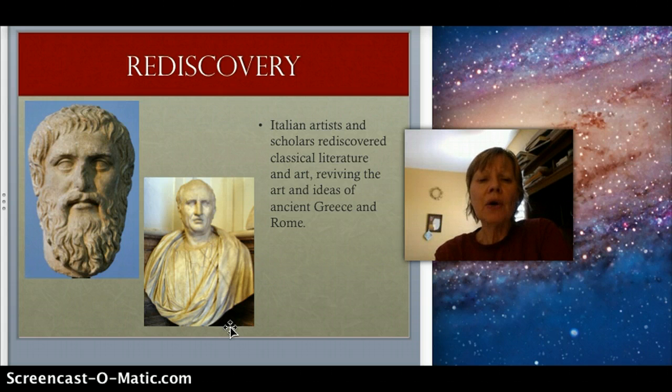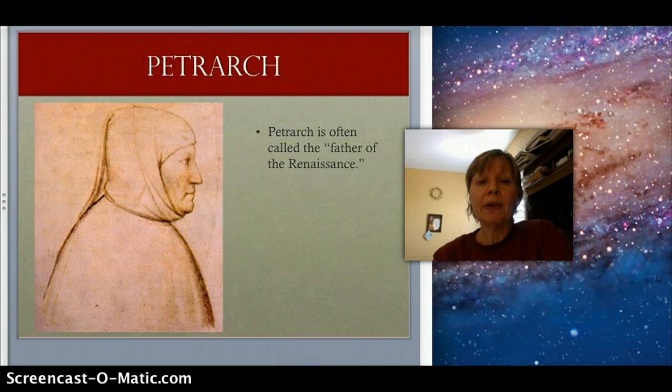Cicero is known for his amazing orations. He was one of the most gifted speakers of all time, but he was also an incredibly prolific letter writer. And that brings us to Petrarch or Petrarch. There's some disagreement as to how to pronounce it. But there's general consensus that this man, who I call Petrarch, is the father of the Renaissance.